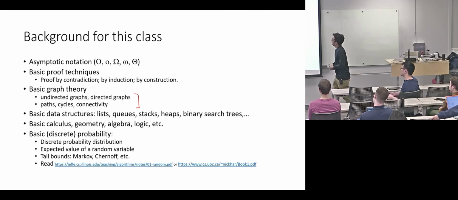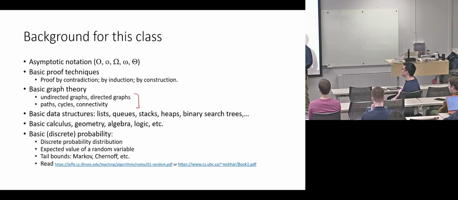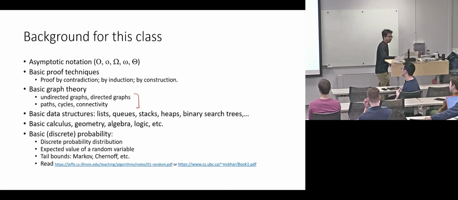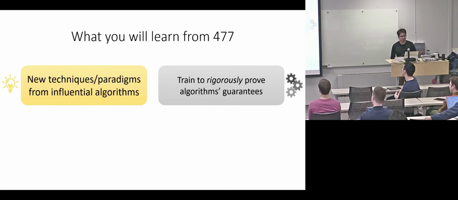I will also assume that you have seen basic data structures like lists, queues, stacks, heaps, binary search trees, some basic algebra, and some basic probability. We will put some exercises on probability in the first homework so that you can brush up on this if you don't know about it. So this is what we learn in this class.